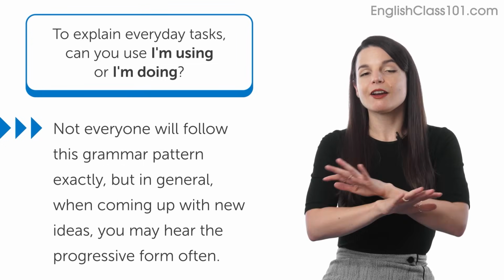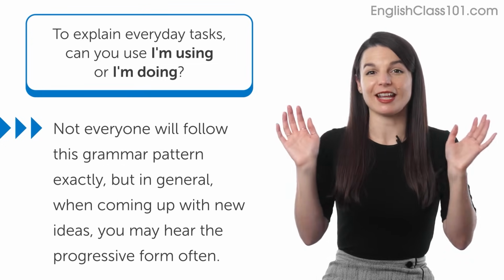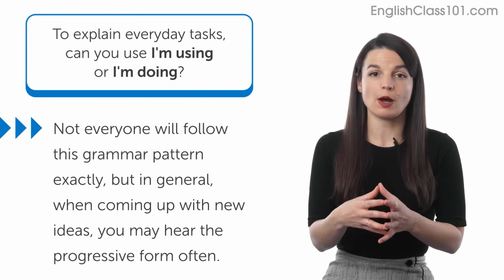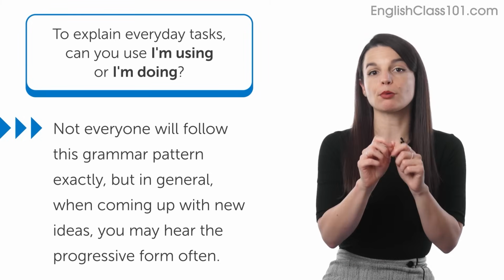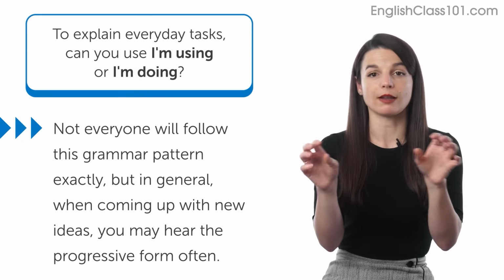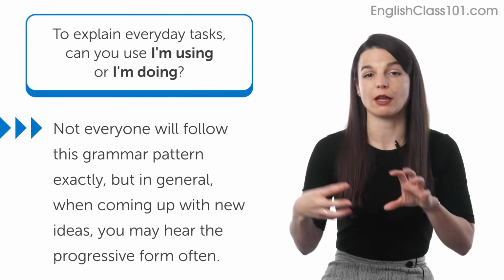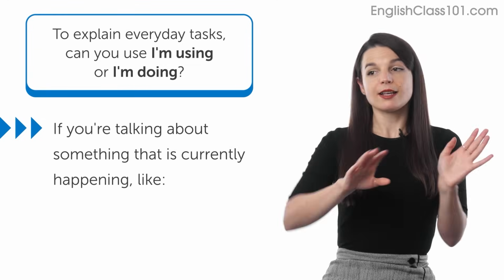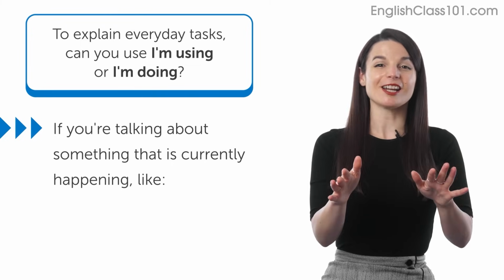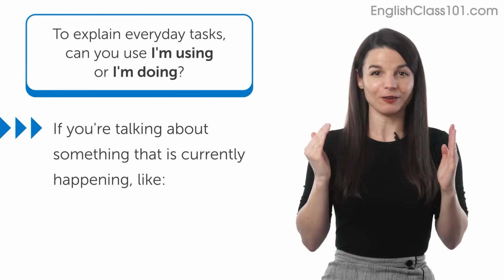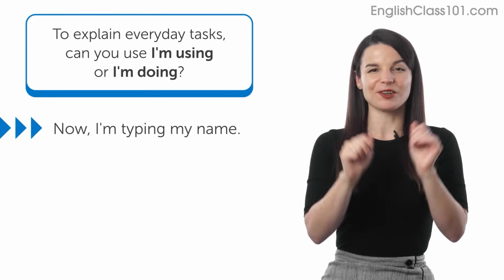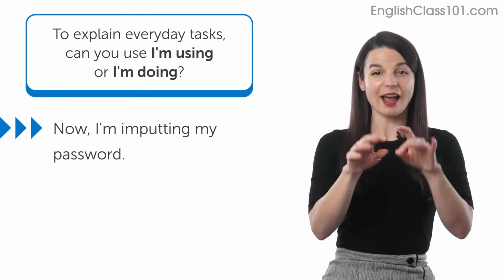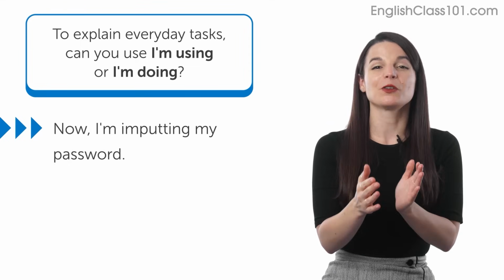So of course, not everyone is going to follow this grammar pattern exactly, but generally, when we're brainstorming, when we're coming up with these new ideas, you might hear people using that progressive form more when they're talking about something that they're trying to do together with their colleagues, or they're trying to show someone how to do something. Of course, separate from this situation, if you're just talking about something happening right now, like now I'm typing my name, or now I'm inputting my password.